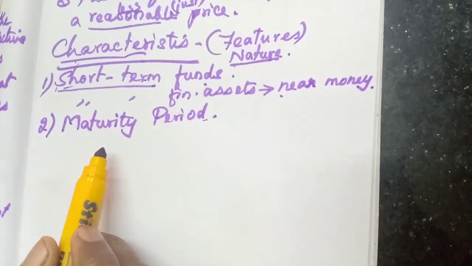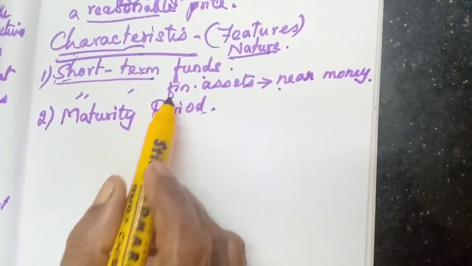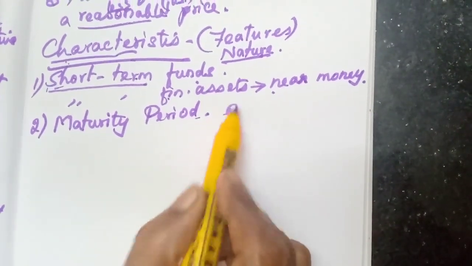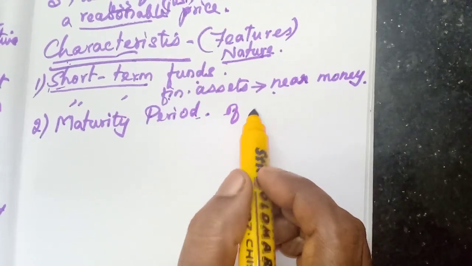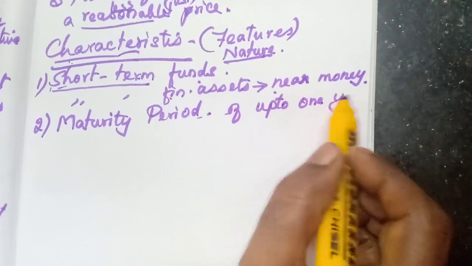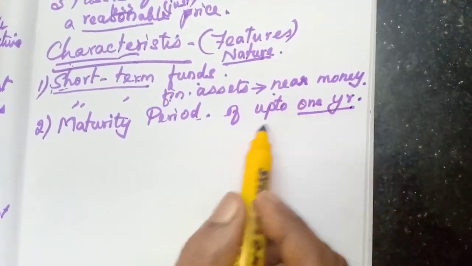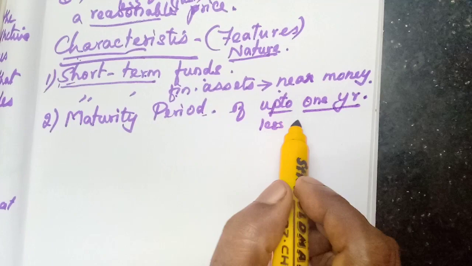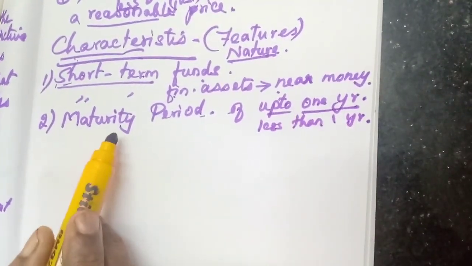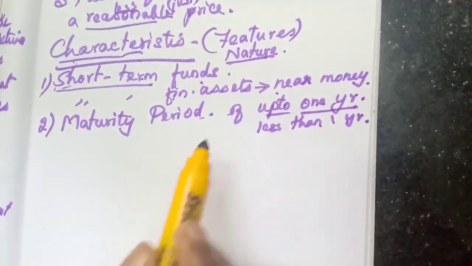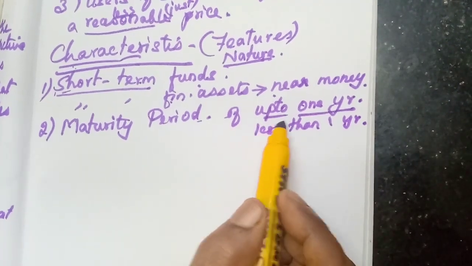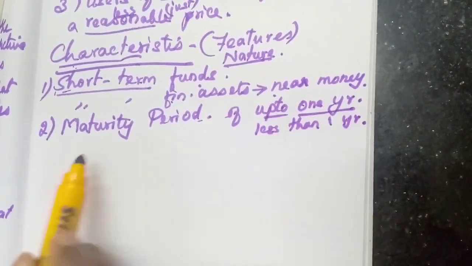What is the maturity period? It deals with the financial assets having a maturity period of less than 1 year or up to 1 year. Okay, up to 1 year, or you can write in another way, less than 1 year. Understood? So this money market deals with the financial assets whose maturity period is up to 1 year or less than 1 year. Understood now?